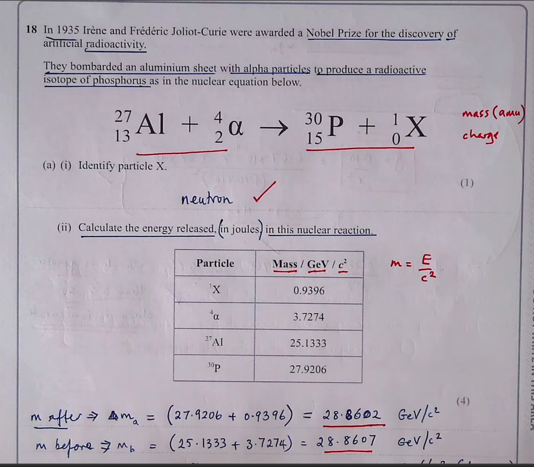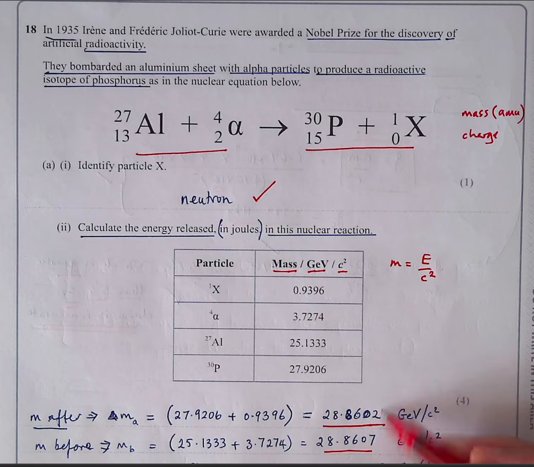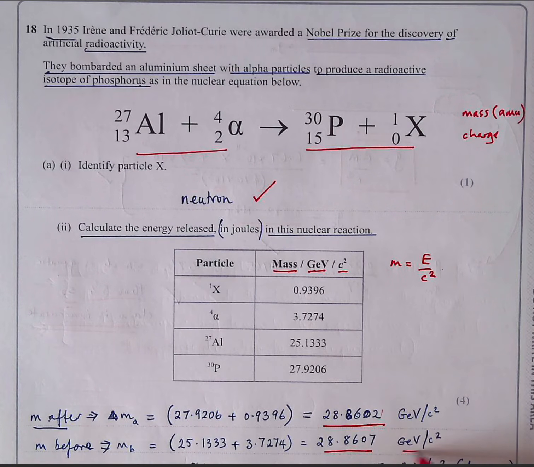I think I've done it right. I just put too many. Is that right? 1, 2, 3. 1, 2. No, I was right. 1, 2, 3 zeros, and then a 5. So the difference between them is that many units.